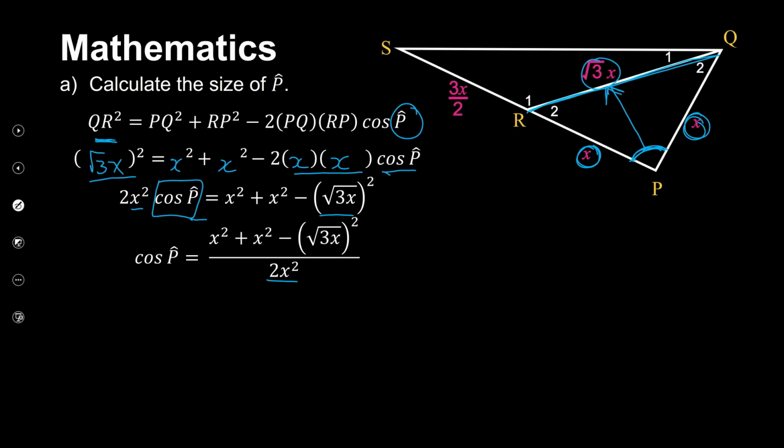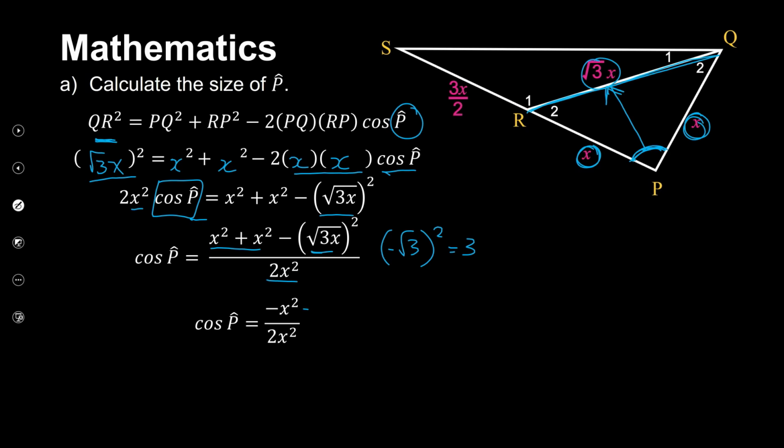I put the 2x squared into the denominator, and now we have an expression for cos of P. But remember, I want to clean it up a bit still, so I want to do some algebra, and I notice I have some like terms here, so I can add the terms. If you notice, you're going to have x squared plus x squared, and if you did the algebra on minus root of 3 squared, you're going to end up with 3. So you ended up with x squared plus x squared minus 3x squared, and that's how we ended up with minus x squared in the numerator here.